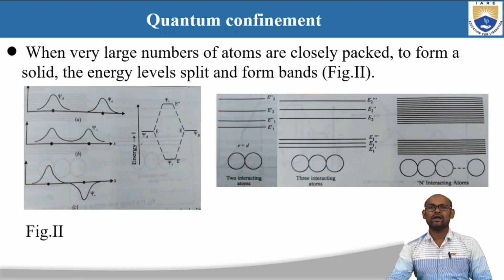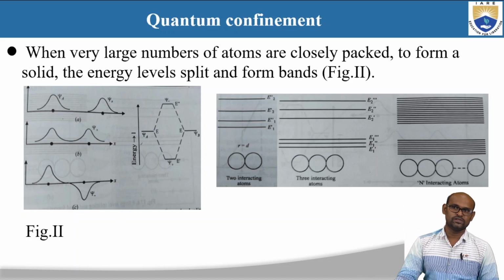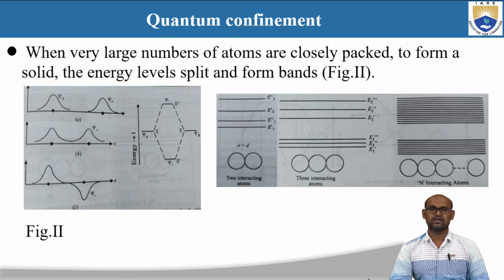So what happens when we take many atoms together? When a large number of atoms are closely packed to form a solid, energy levels split and form bands. When you have a single particle that is trapped, you will see the energy levels are discrete, but when you have a large number of atoms together, you are going to see energy level splitting and the formation of bands.